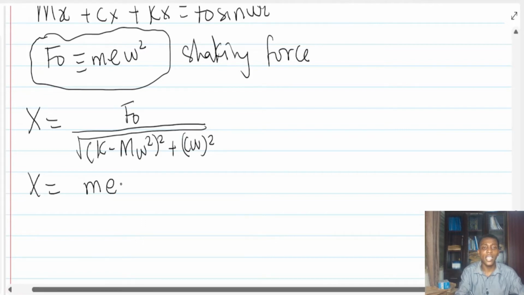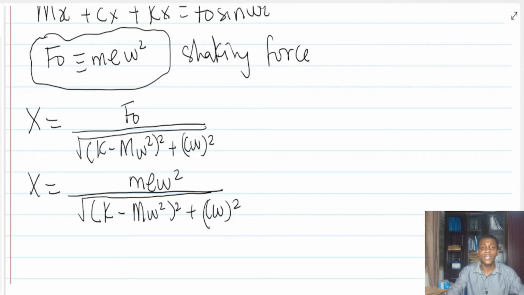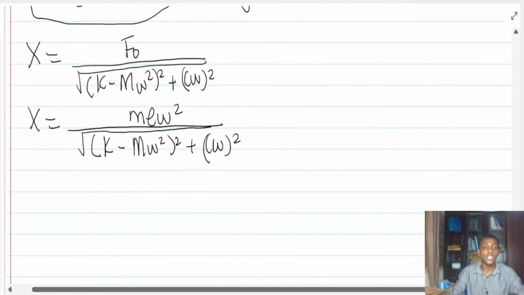So the F naught we are saying is m e omega squared. Then I'm going to divide the whole of this by the square root of what? K minus big M omega squared, squared, plus C omega, squared. So I'm going to make here m e omega squared. All right, so over here we have gotten the amplitude, but let's try and play around with it. I like playing around with equations. So let's try and play around with this equation.